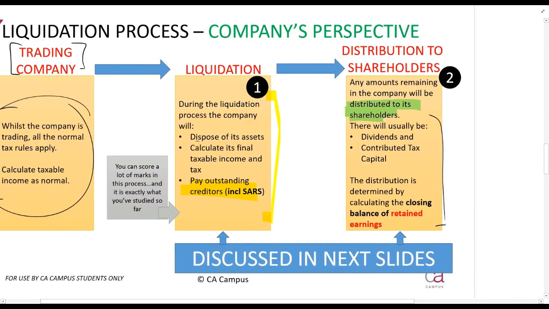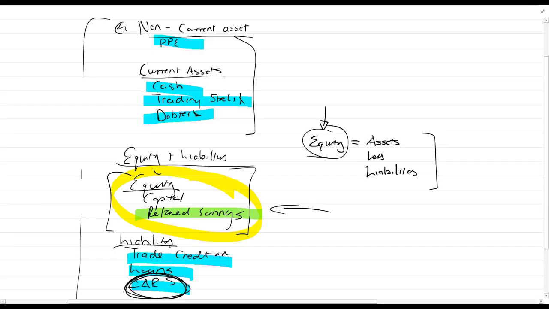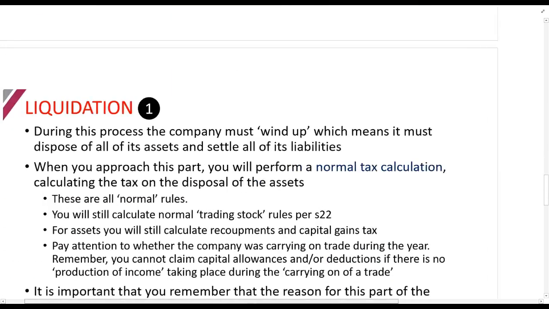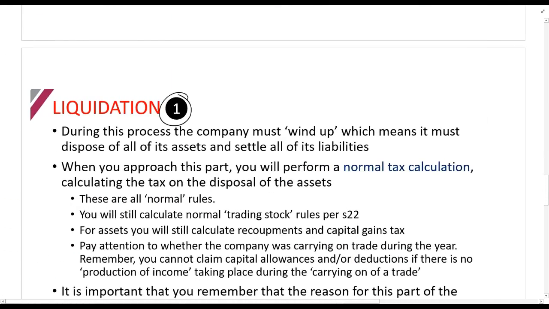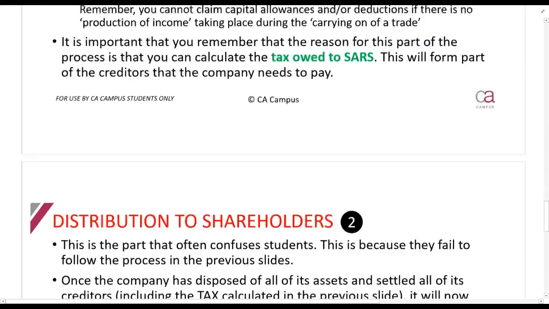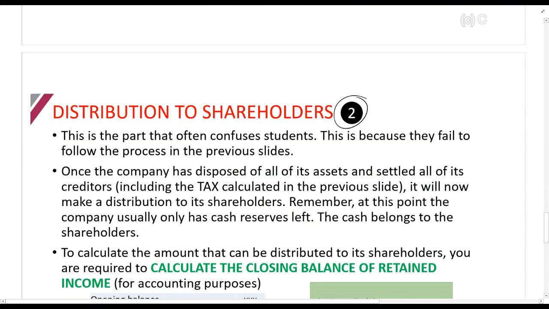And how are we going to determine how much your shareholders are going to receive? Remember, equity is assets less liabilities, so we are going to calculate our retained earnings balance. So that's a little bit of a mix of accounting. Again, guys, very, very simple. Now, you see number 1 here refers to number 1 there, number 2 here refers to number 2 over there, just so you understand what we're looking at.